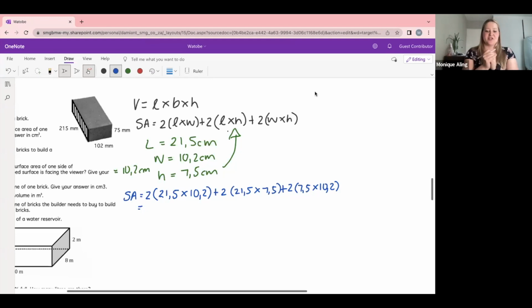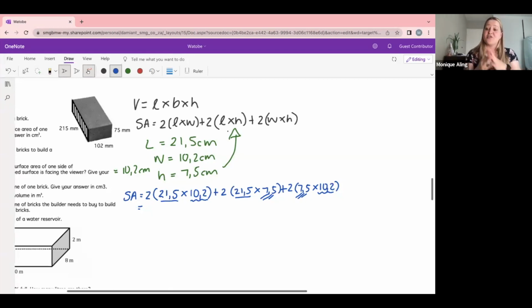So we have substituted correctly, guys. Rule of thumb, always check that a number appears twice. So 21,5 appears twice. 10,2 appears twice. And 7,5 also appears twice. Then you know that you haven't left anything out. Okay. And then you go and do your calculations.